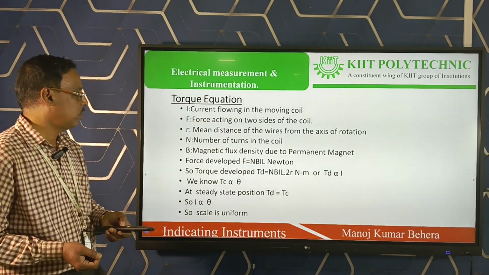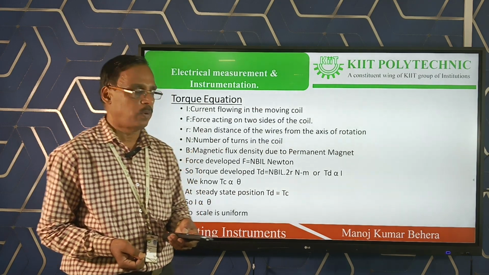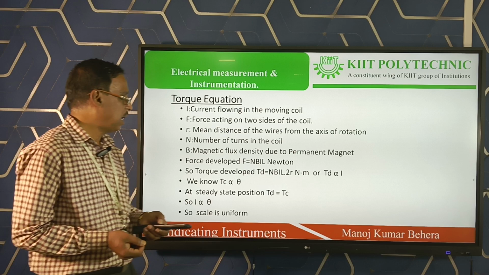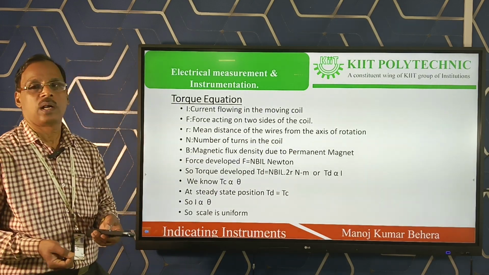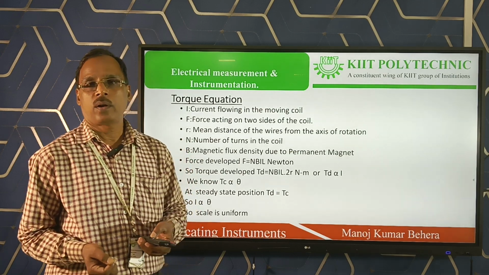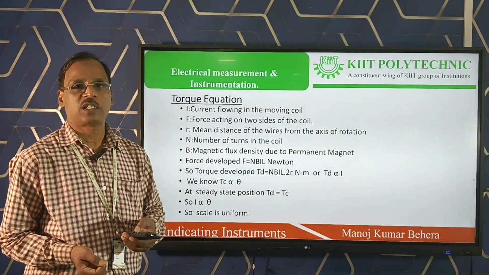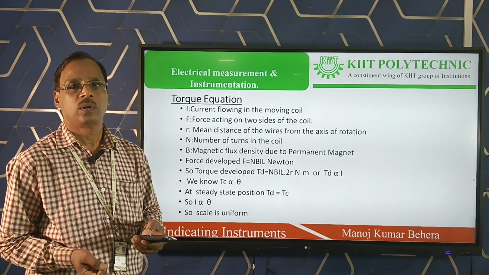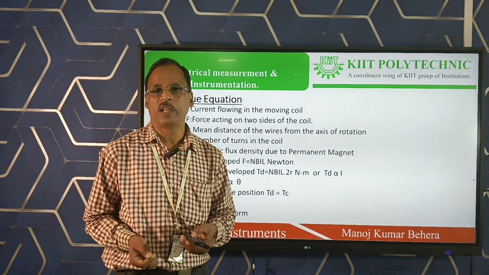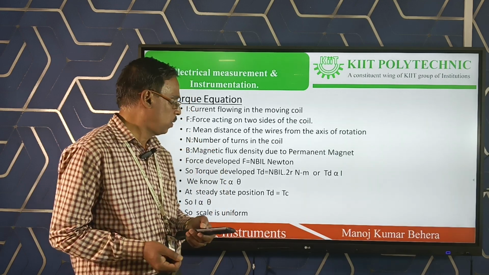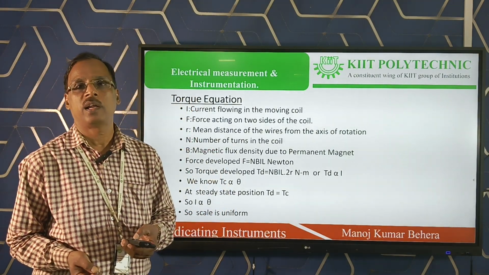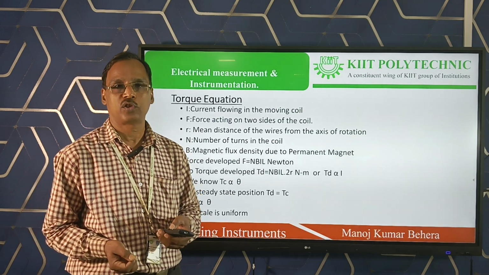Generally the number of turns and flux density are all constant. So deflecting torque is proportional to the current flowing through this coil. But we know the control torque provided by the spring is proportional to theta, the angle of deflection. The pointer comes to a steady position where deflecting torque equals the control torque. So theta is directly proportional to I. Here in the PMMC instrument, the scale of the instrument is linear.